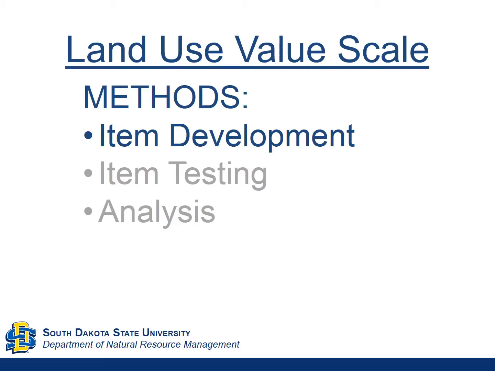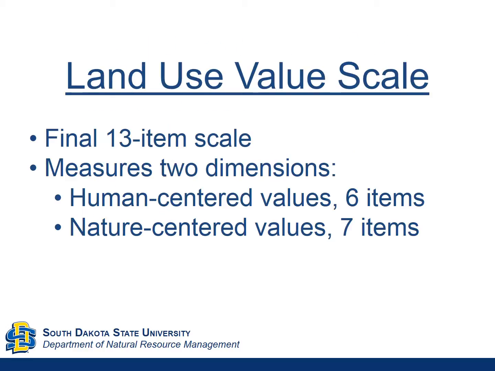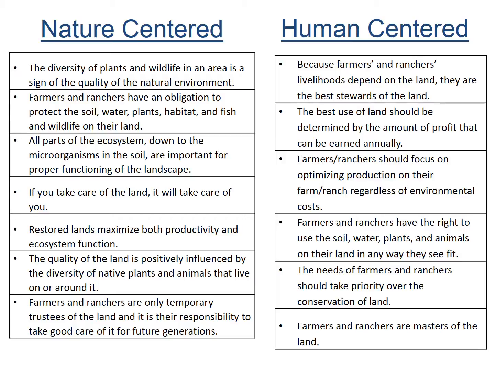There were 50 items in total. We tested the items on over 1,000 people and analyzed the results with factor analysis. The final scale has 13 items and measures 2 dimensions, human-centered values and nature-centered values. These are the statements on the final scale.